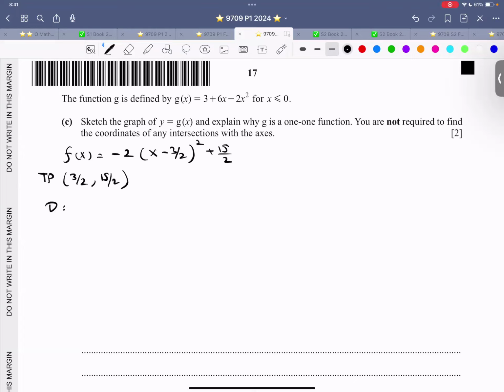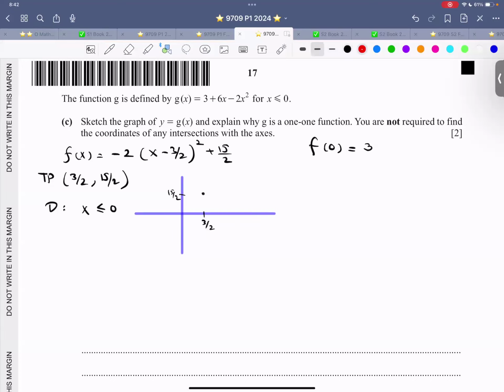And now the domain is x is less than or equal to 0. If I plug in f of 0 in this original thing, I'm getting 3. And it's a maximum thing. So now just a small graph would help me out. So now this is 3/2. This is 15/2. The turning point is this thing, but we are drawing it not from here.